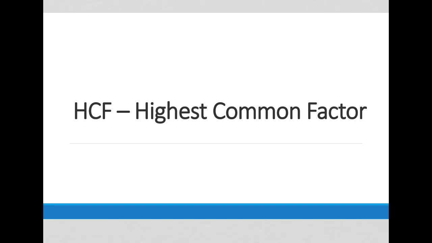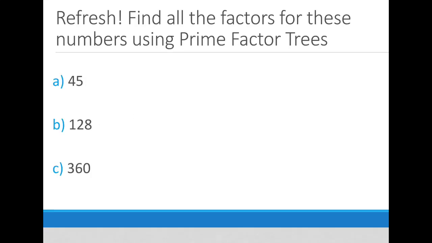Hello and welcome to today's lesson on highest common factor, which is often written as HCF. But to start with, a little activity I'd like you to do. I'd like you to remember back to prime factor trees, and write 45 as a product of prime factors, and also do that for 128 and 360. To do this I would suggest you use your prime factor trees. Off you go.